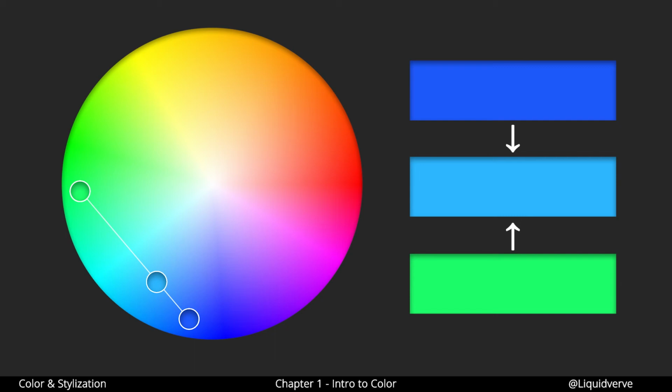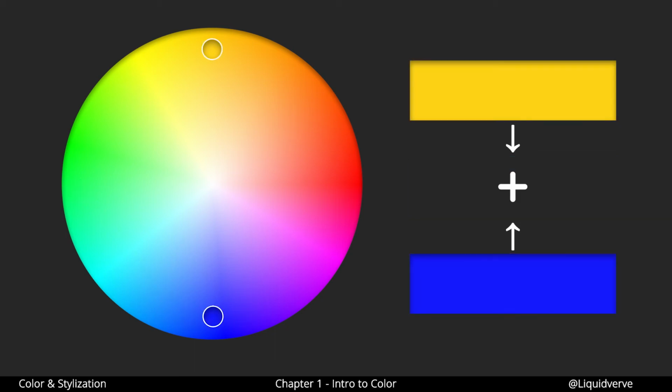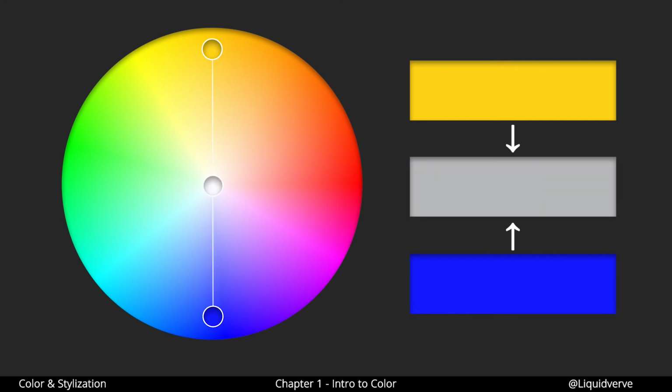Now, it gets a little tricky when you start combining colors that are further away from each other. For example, adding blue to yellow. You might think that the result may be red or maybe green because that's kind of halfway between them, but it actually works exactly the same as before. So draw a straight line connecting the two and the result will be halfway. So in this case, that would be gray. Yep, that's actually correct. The two opposite colors cancel each other out.